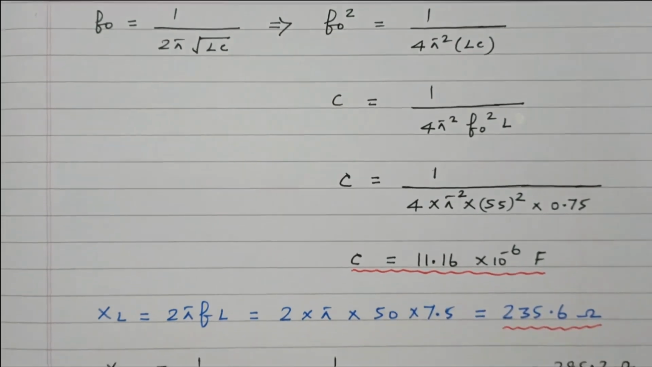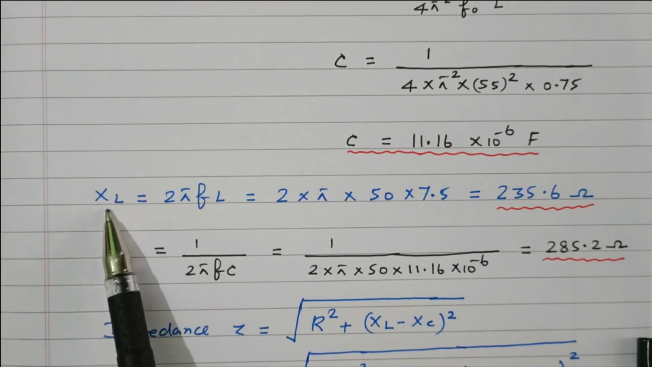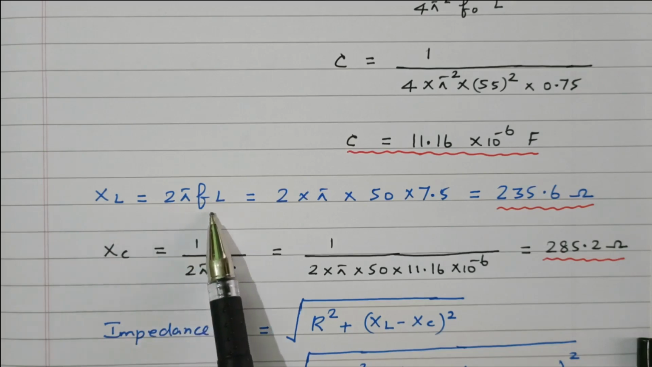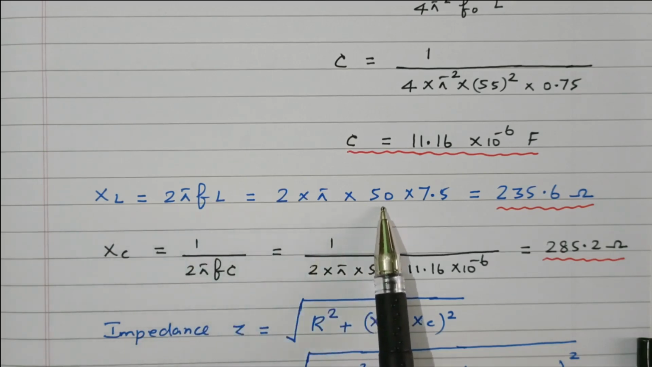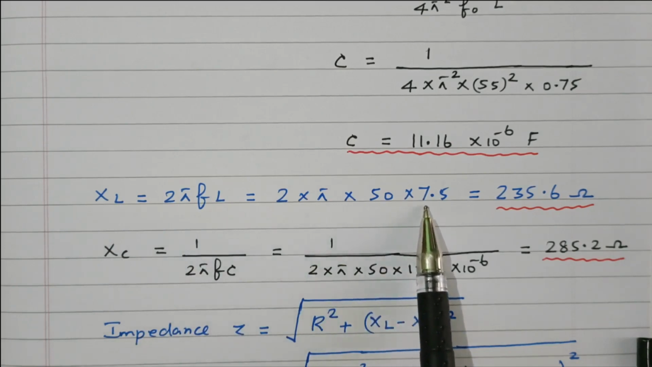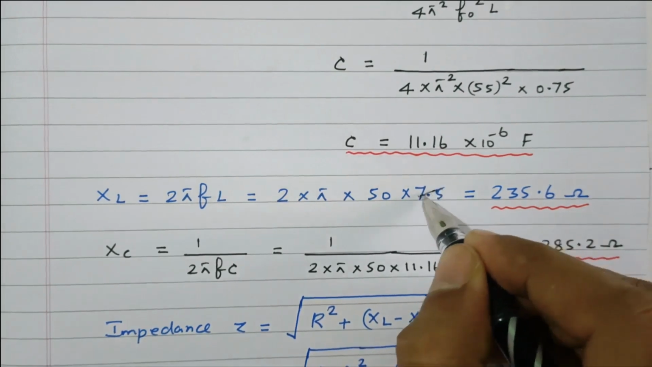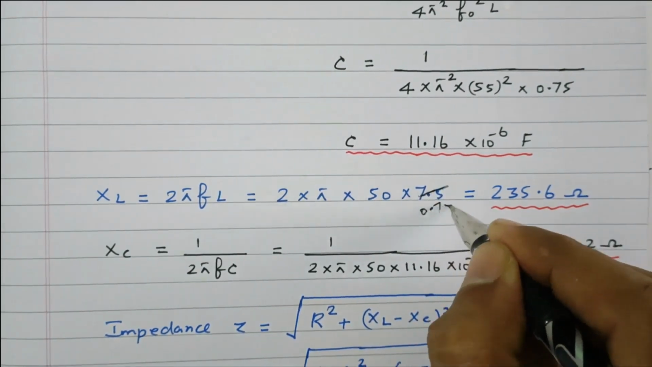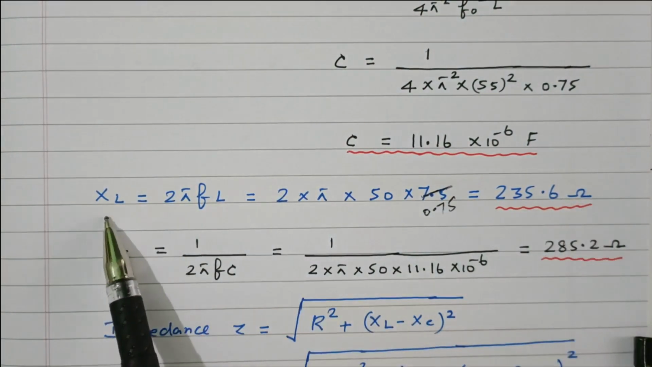Now we can find the XL and XC, inductive reactance and capacitive reactance. We know that XL equal to 2 pi FL. So 2 into pi into F, supply frequency 50, into L, it's not 7.5, it is 0.75. So while simplifying we will get 235.6 ohm, the inductive reactance.